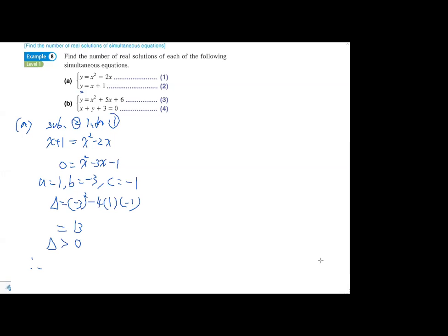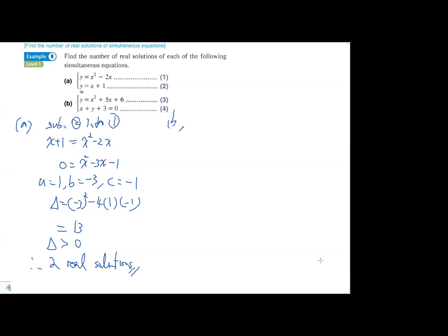Therefore, we can conclude that it is case 1. Case 1 means that there are 2 real solutions. That is the answer. Is that okay? Let us do part B together.